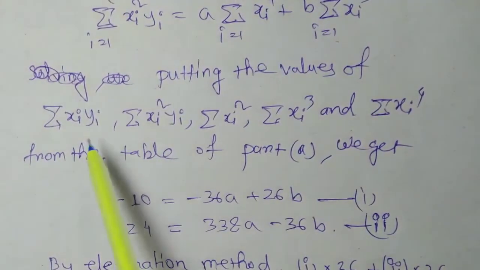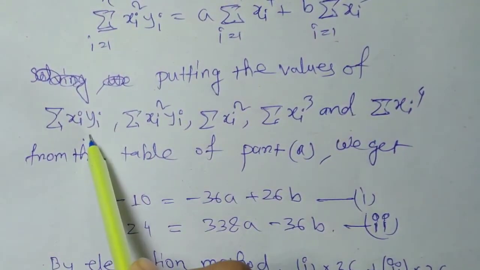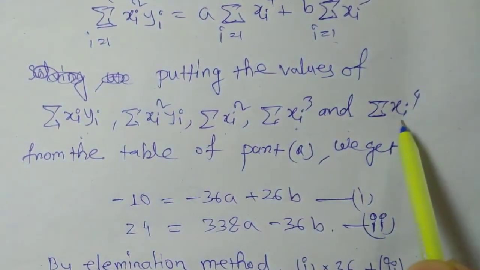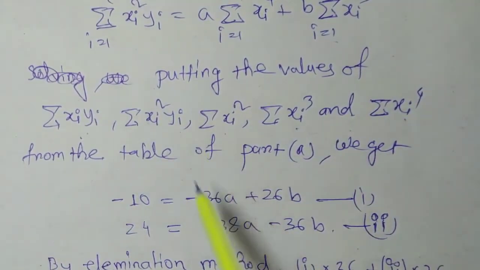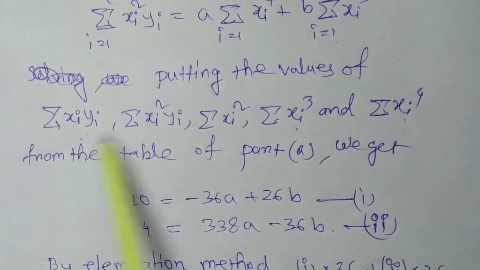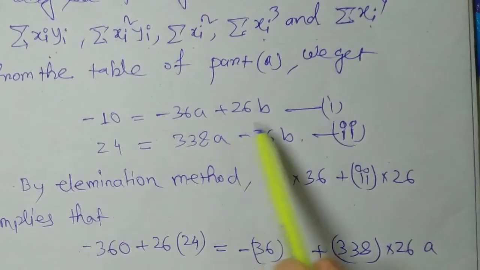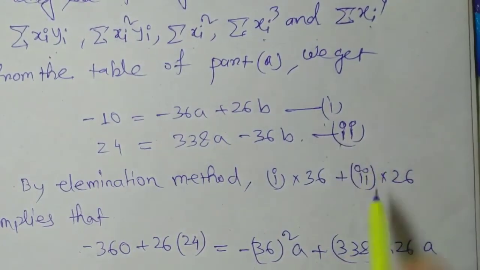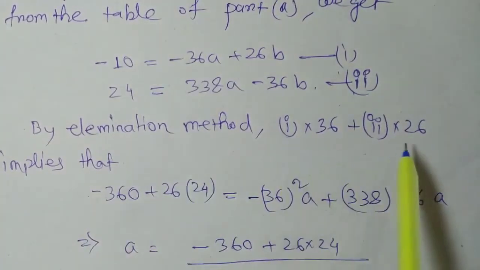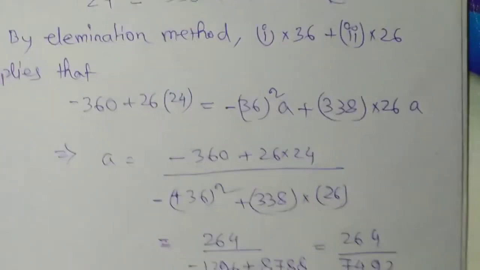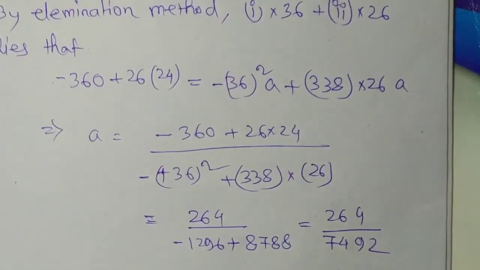Now similarly we have to find the values of summation of xi yi, xi cube, and xi to the power 4, and in part A we already found these values. By putting them in we obtain the normal equations, and by some elimination or subtraction method, whichever you wish to apply, you can find the value of a and the value of b.